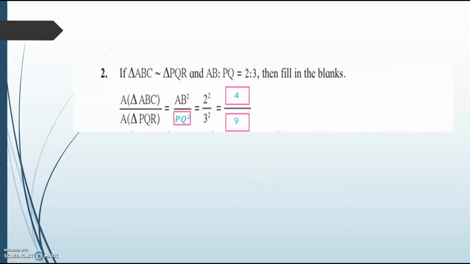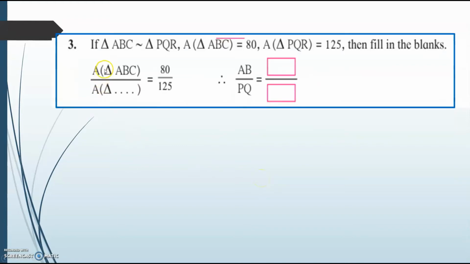Let's move on to question 3. If triangle ABC is similar to triangle PQR, area of triangle ABC is 80, and area of triangle PQR is 125, then fill in the blanks. Area of triangle ABC upon area of triangle PQR is equal to 80 upon 125. Therefore, AB upon PQ is equal to that. Now we will have to do the calculation. We cannot write these values directly.